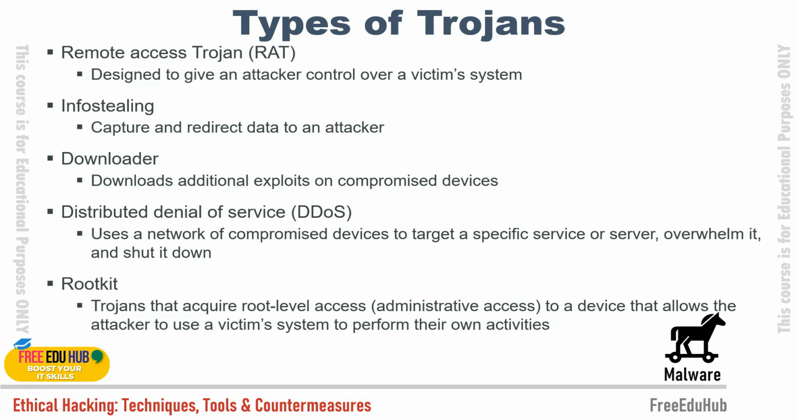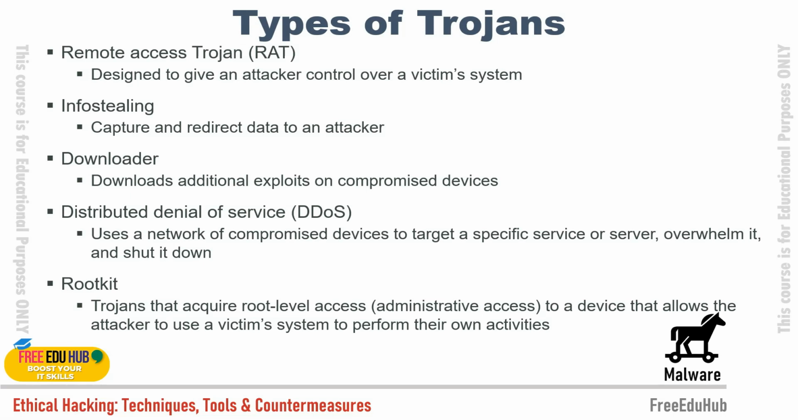Then we have info stealing. It captures and redirects the data to an attacker. The type of data these Trojans can capture ranges from keystrokes and passwords to any other type of information that may be generated or reside on the system. This information can be redirected to a hidden file or even transmitted via email if a predefined email or social media account exists on that computer.